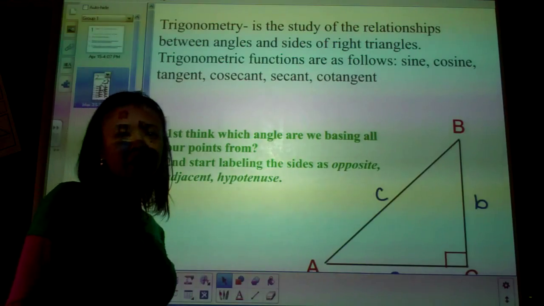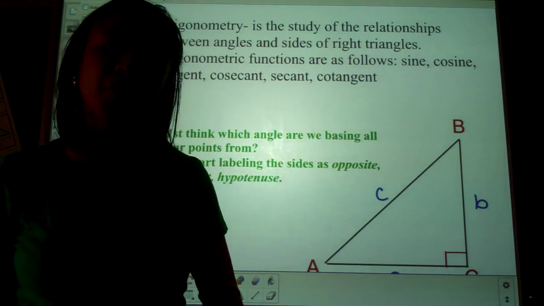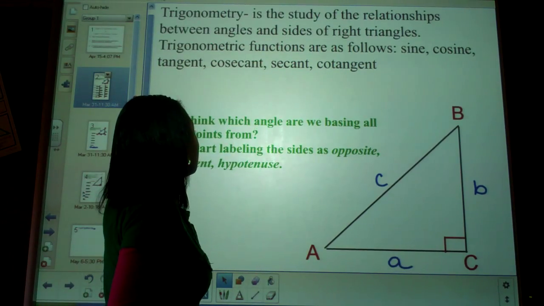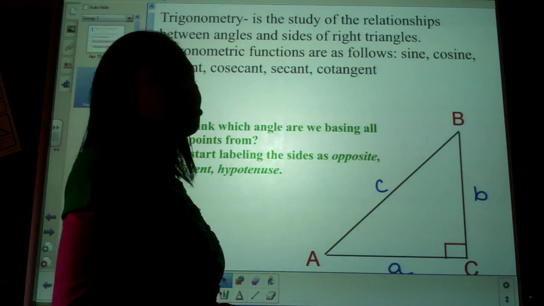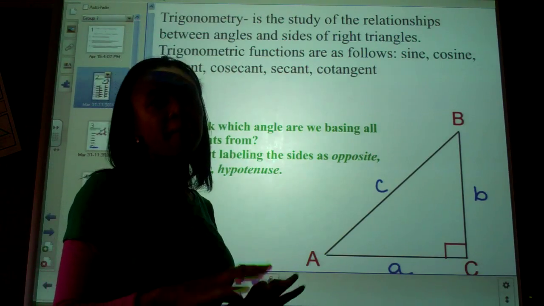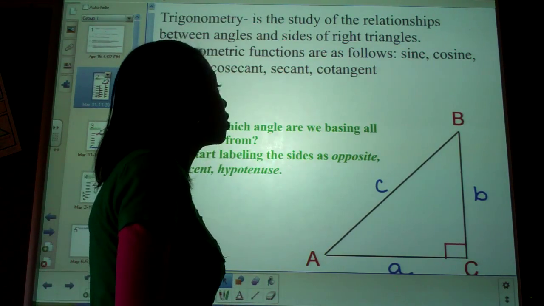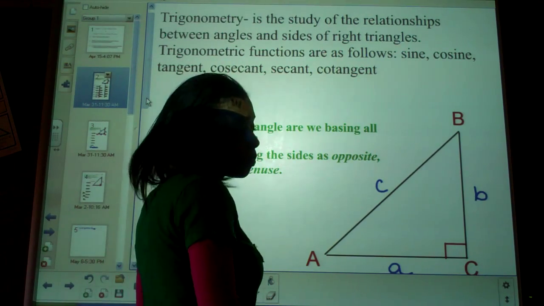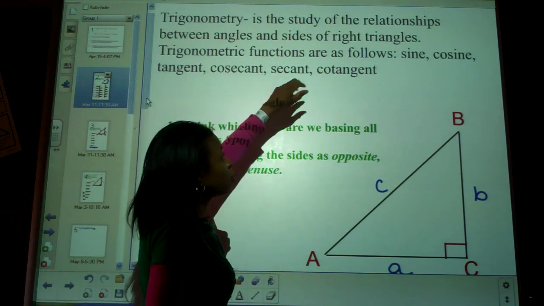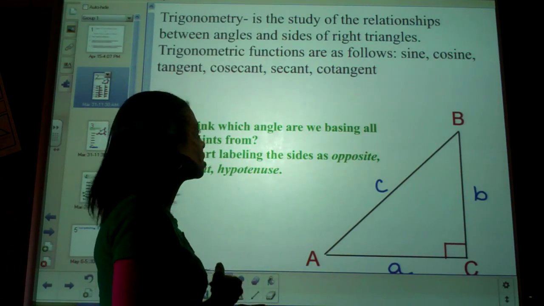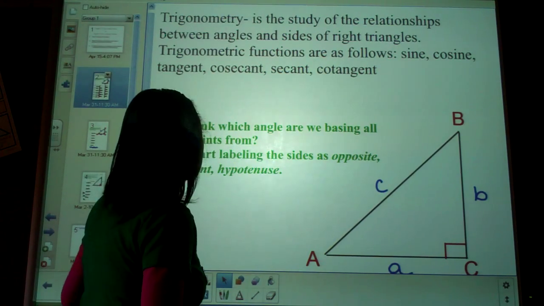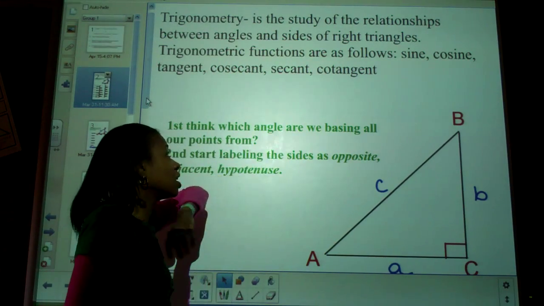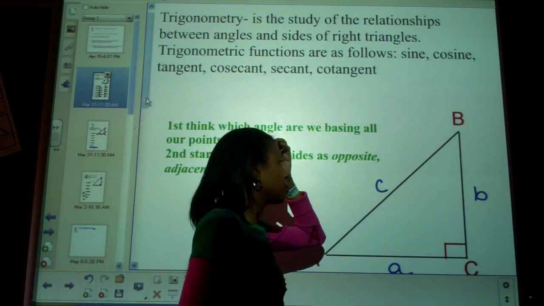Alright, trigonometry. Remember I told you before we had to get into trig. This was the section that I, as a student, didn't care for. It was very difficult to understand. But thankfully, I have a way for you to get it, which I believe is very, very simple to understand. Trigonometry is really just the study of the relationship between angles and sides in right triangles. That's it. The trigonometric functions are sine, cosine, tangent, cosecant, secant, and cotangent.